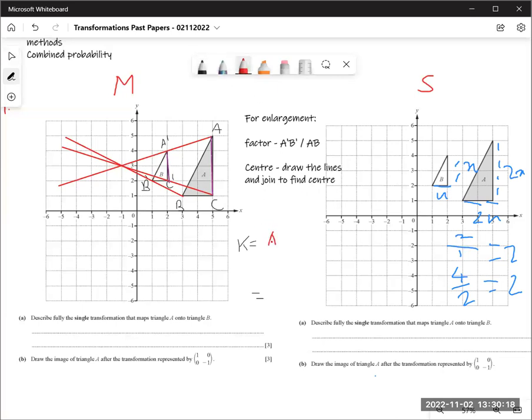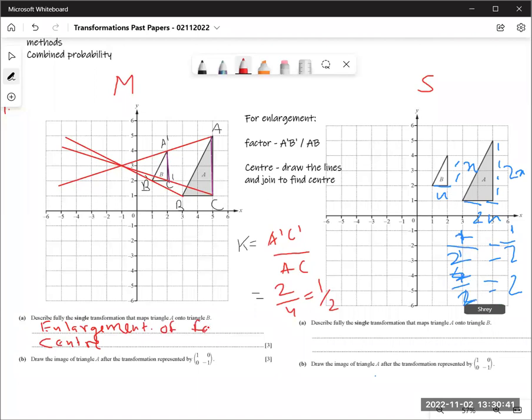Let's do it again. A dash C dash divided by AC, so the answer is going to be 2/4, which is 1/2. So all I have to write here is this is an enlargement. That's 1 mark. Then the second thing: enlargement of factor, let's say factor half, by center -1, 3. Any questions, anyone?